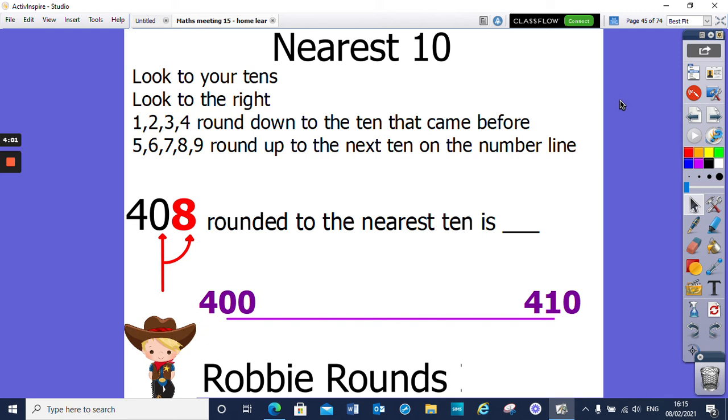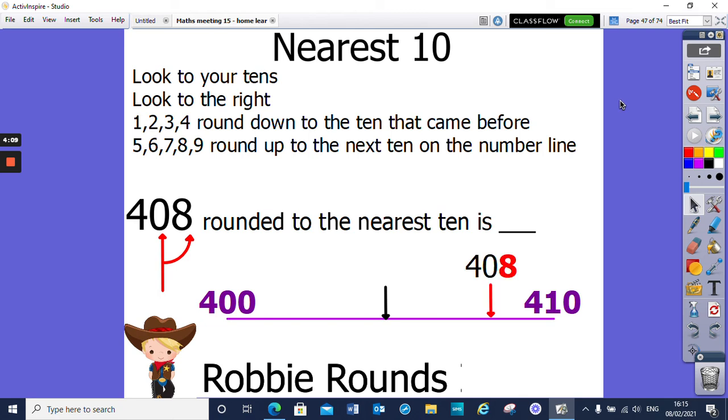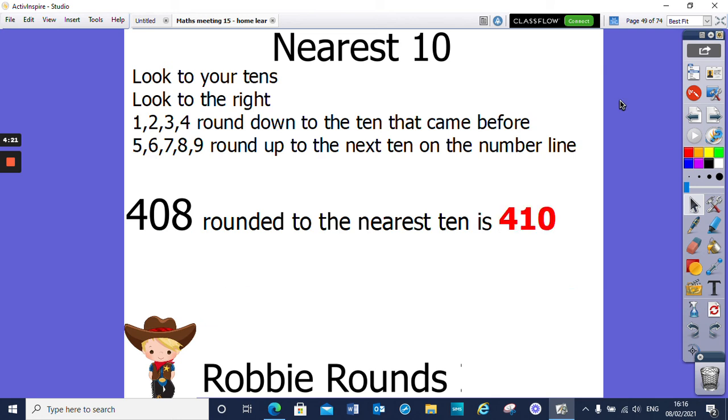Let's look back at our number line there. Halfway between 400 and 410 would be 405. 408 falls roughly there, and we can already see that 408 is quite close to 410. So rounding 408 to the nearest 10 gets us to 410. 408 rounded to the nearest 10 is 410. Well done if you got that one correct.